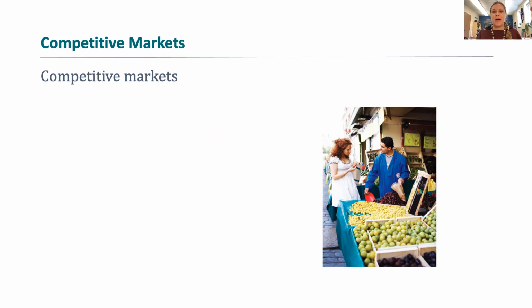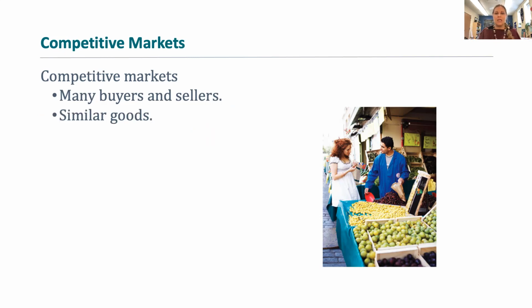So let's start by defining competitive markets. The first thing that is essential for a market to be competitive is there have to be many, many buyers and many, many sellers. Essentially, it's a very busy market with lots of people looking to make transactions. The goods in a perfectly competitive market are very similar. There's not very distinct quality differentiation between them.